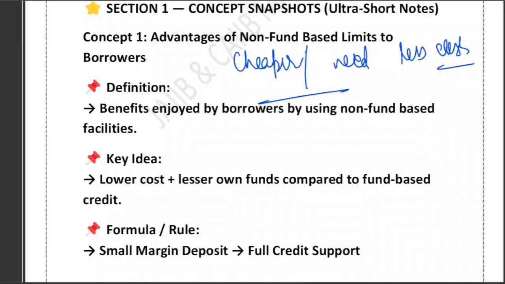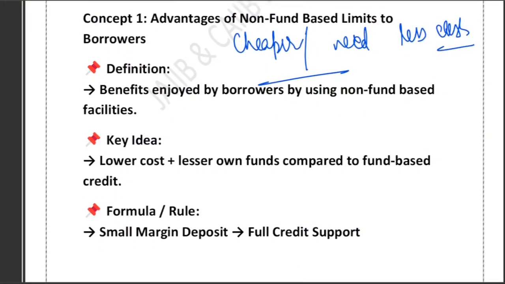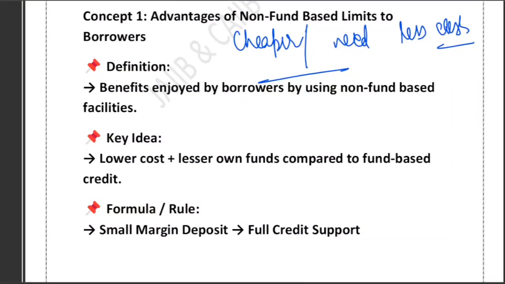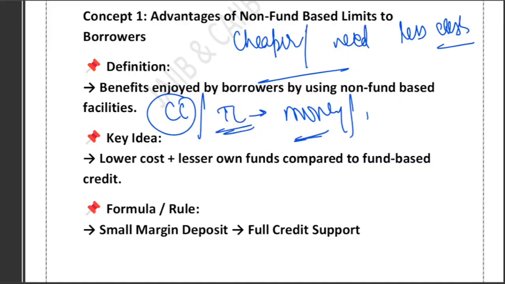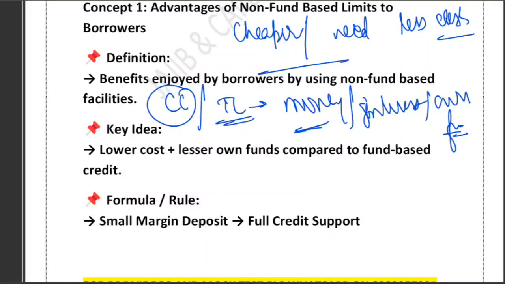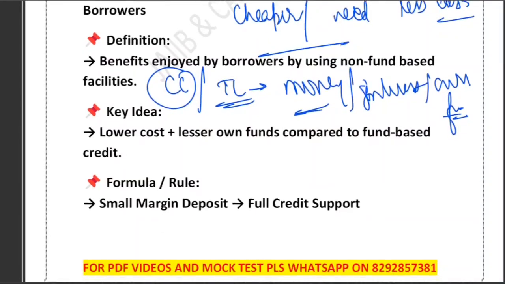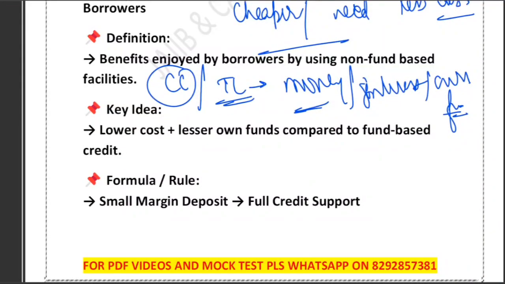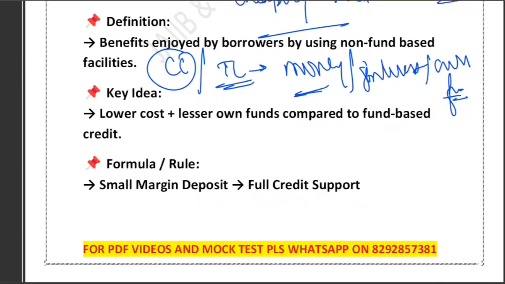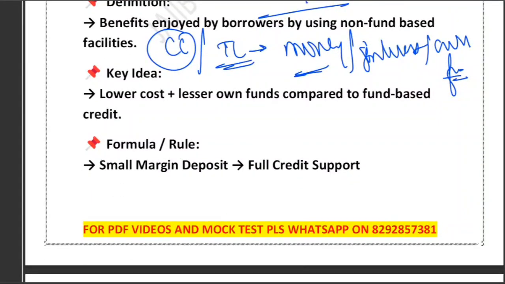In fund based limits like cash credit or term loan, what happens? You borrow money, you pay interest, and you use your own fund also. Take the case of CC. Take the case of term loan. You borrow money, and you pay interest also. Obviously you have to pay interest, and you use your own fund. Some margin has to be given, right? But in a non-fund based facility, you don't take actual cash, you only deposit a small margin, and the bank gives full credit support. So instead of taking a loan, the customer takes a BG by depositing only margin money. Cost is low, benefit is high. This is the benefit from the customer point of view.